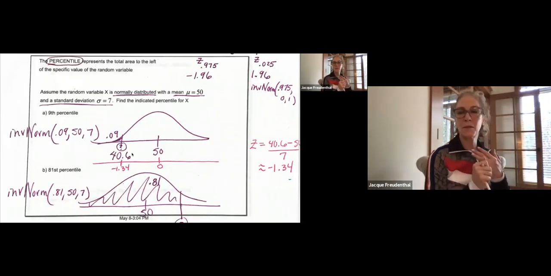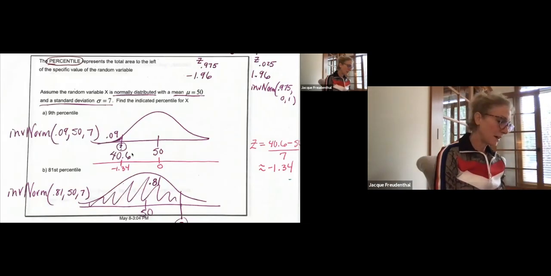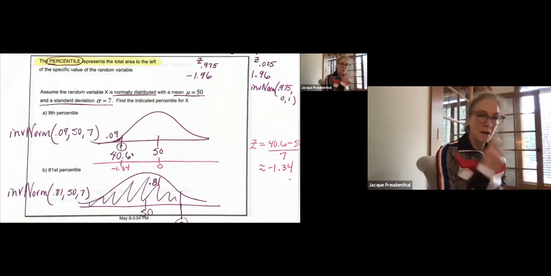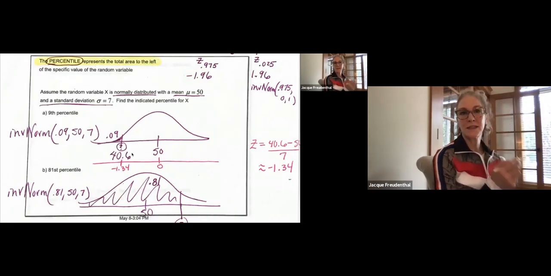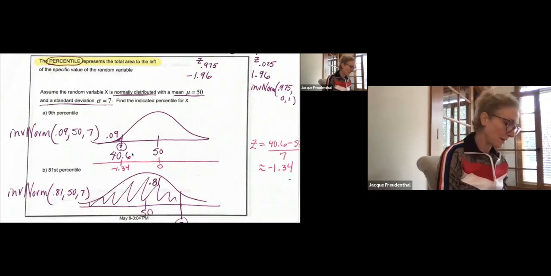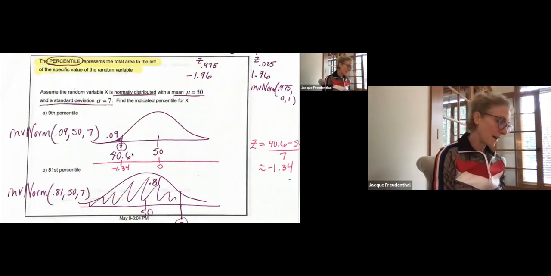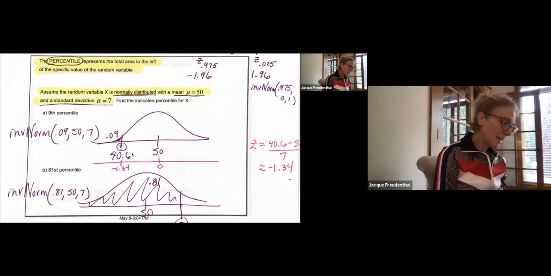We talked about probability. Now I want to talk about the percentile. Remember, the percentile represents the area to the left. I just talked about that a minute ago, of the specific value. So assume the random variable X is normally distributed with the mean given to be 50 and a standard deviation of 7.